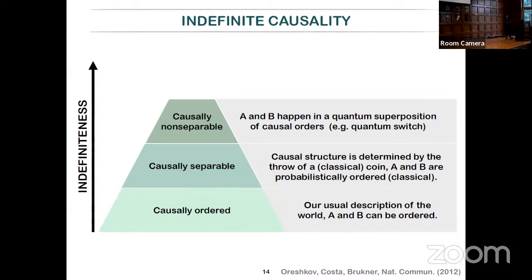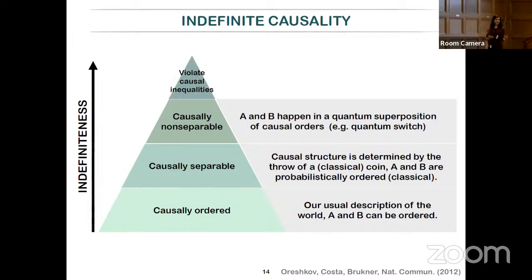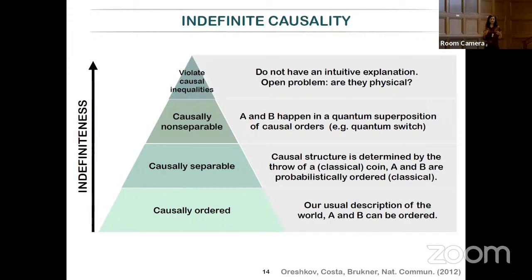This is not the highest degree of indefinite causality that we can reach. There is one more, which the quantum switch does not satisfy. The quantum switch still does not violate any causal inequality. But there are some processes that violate the so-called causal inequalities, which are for process matrices the equivalent of what Bell inequalities are for quantum theory. These processes that violate the causal inequality are strange processes. We do not know how to interpret them physically. We don't even know whether they are physical or not.